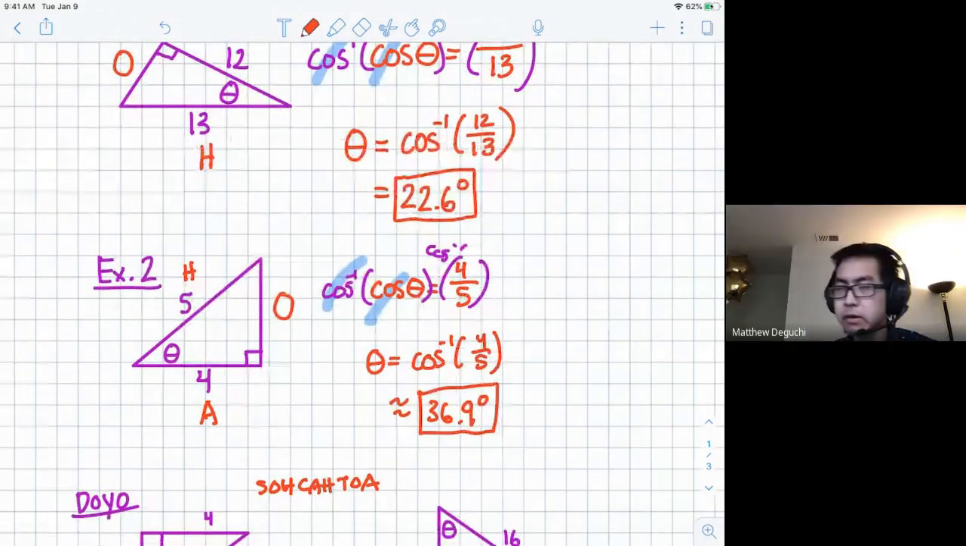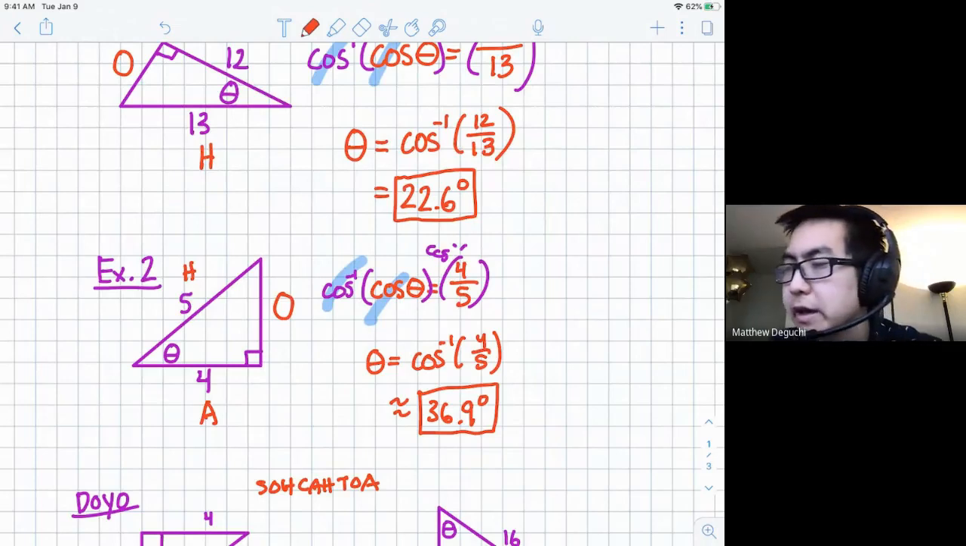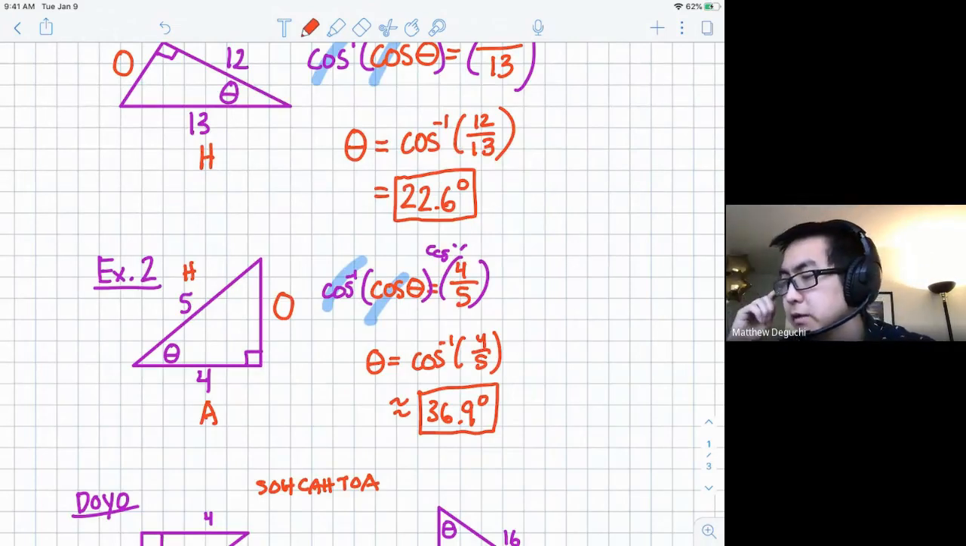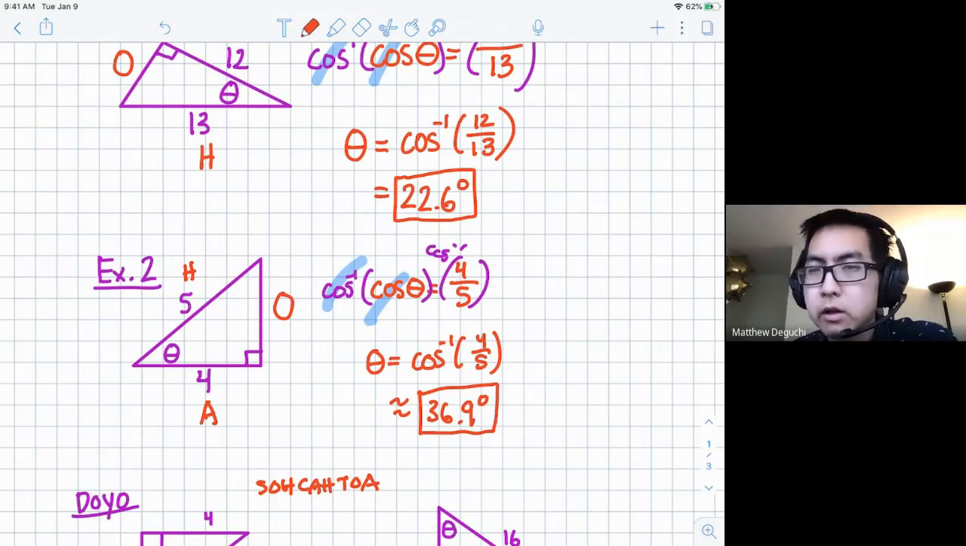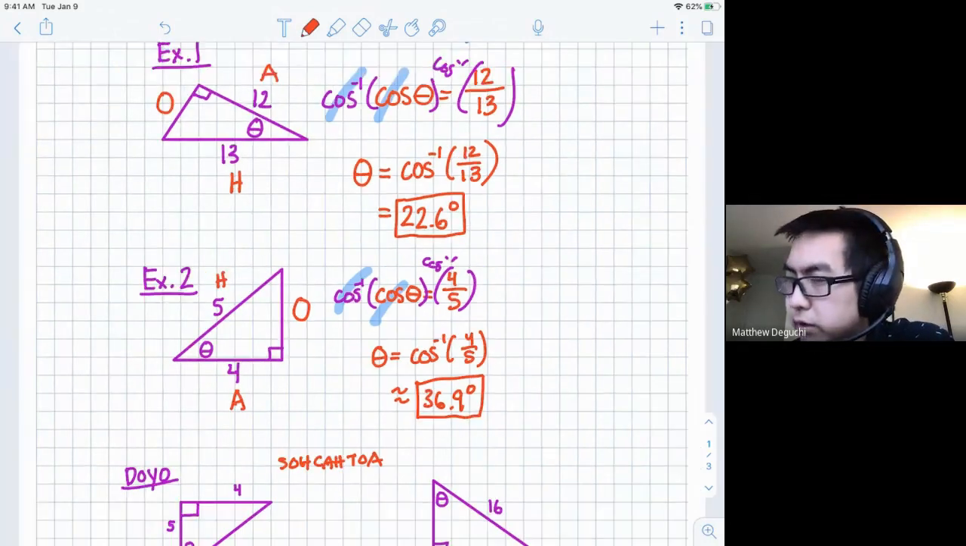So if it's sine theta or tan theta, and you're trying to isolate theta to find your angle measurement, you can take sine inverse or tan inverse, or if it's cosine, cosine inverse. Okay, so I will leave that there.